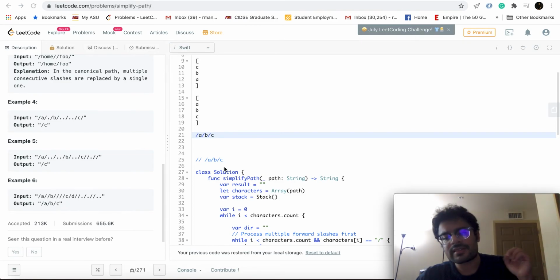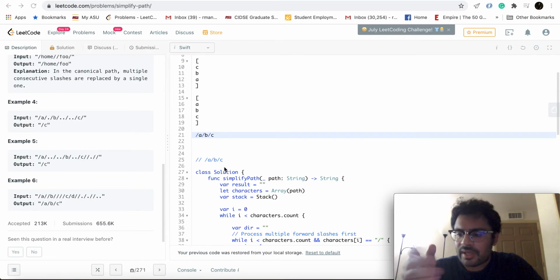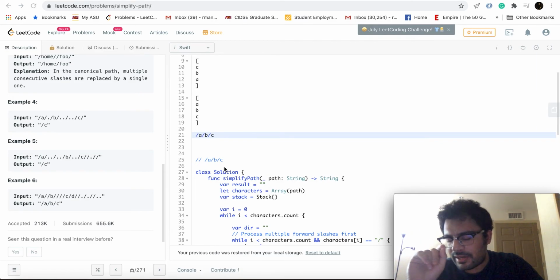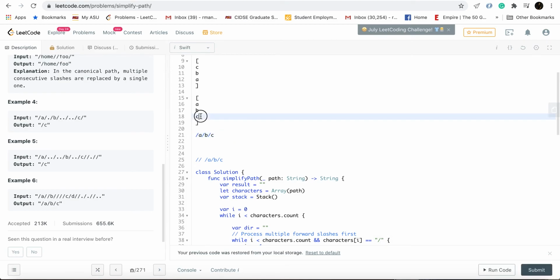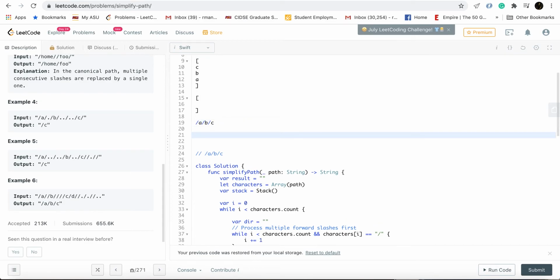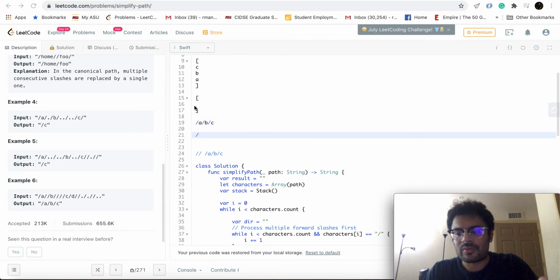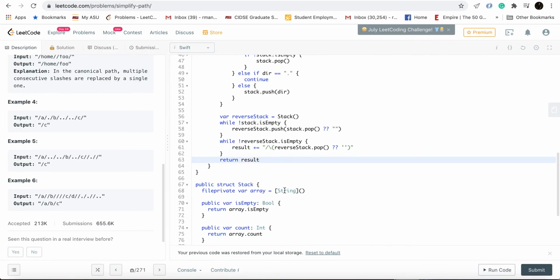Now, one corner case that we have missed is that it is possible that your string only had double periods or single periods. Okay, so what will happen in that case? The stack will have nothing, right? It will be an empty string. So basically if it is empty, we still have to return a forward slash as the output. That is what LeetCode expects. So just handling that corner case.